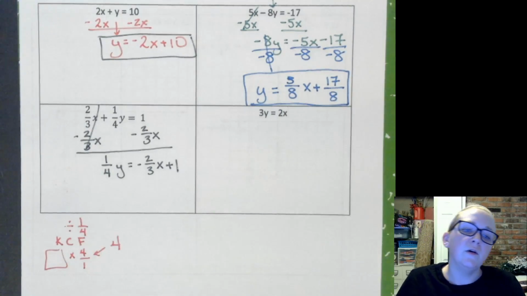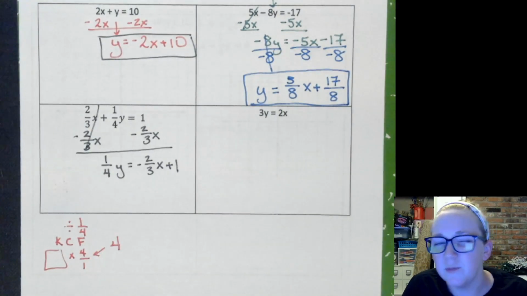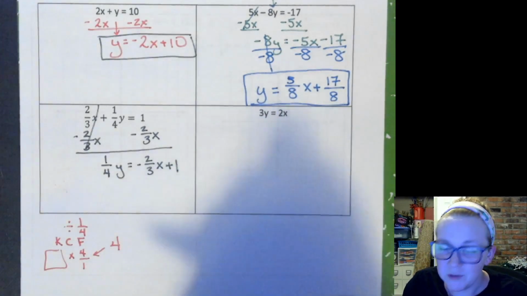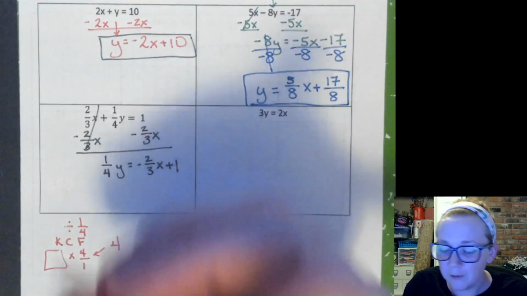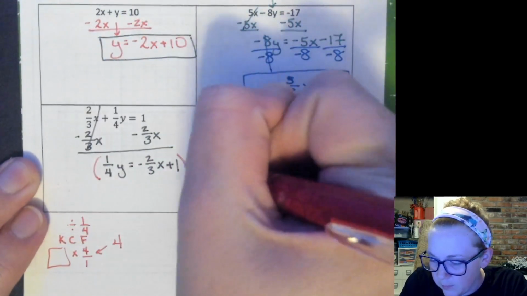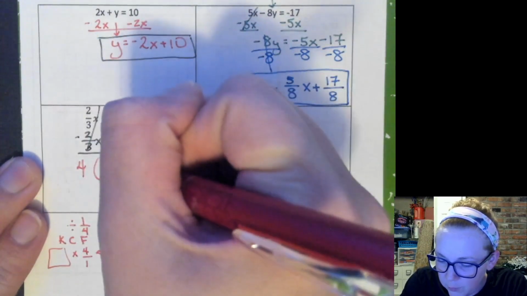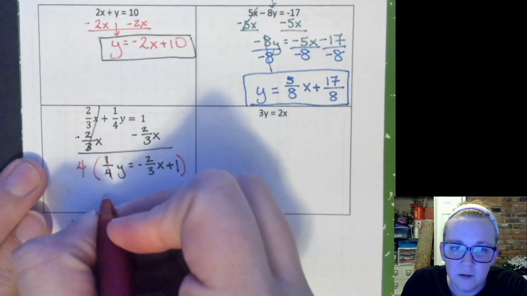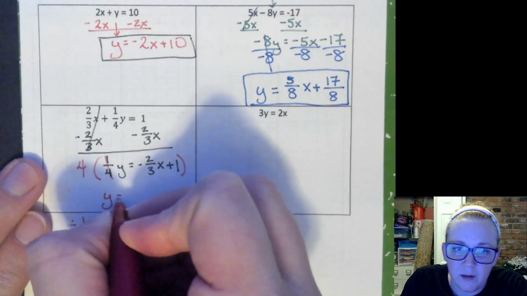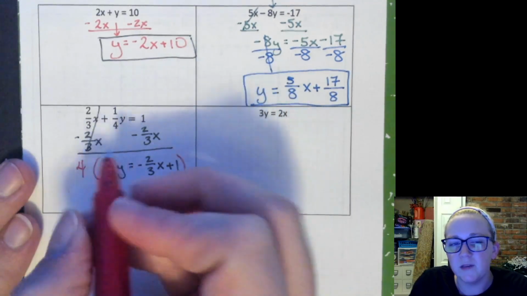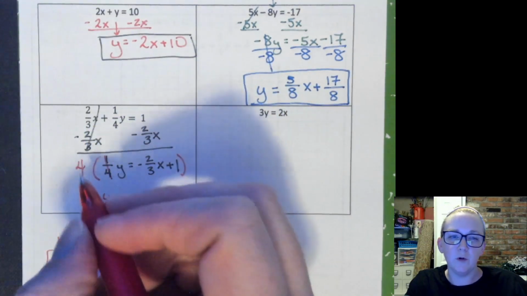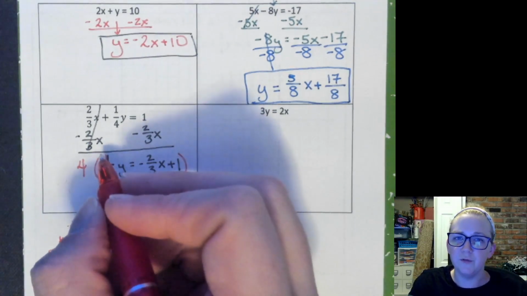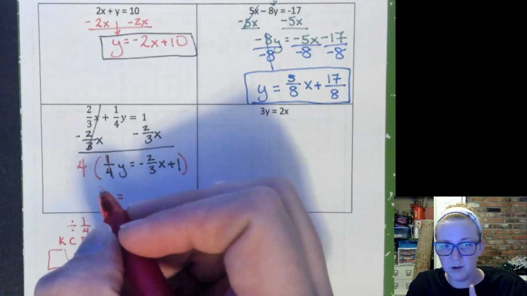Okay? So instead of dividing by 1/4, because that's going to be a little bit messy, we're just going to multiply everything by 4. Make our lives easy. Okay, so I'm going to multiply everything by 4. So that fraction's going to go away. And I'm going to get y left. Because it'll be like 4 divided by 4. Because 4 times 1 is 4. 4 divided by 4 is 1, right?